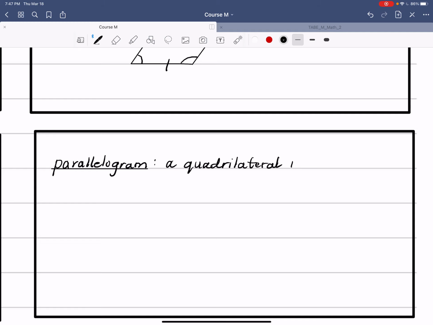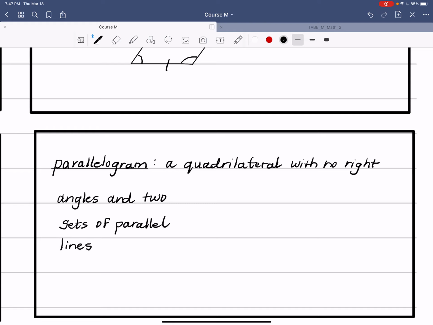With no right angles. It's leaning. And two sets of parallel lines. Thus the word parallelogram. This one reminds me of the state of Tennessee. You have those parallel lengths, and then those parallel widths.